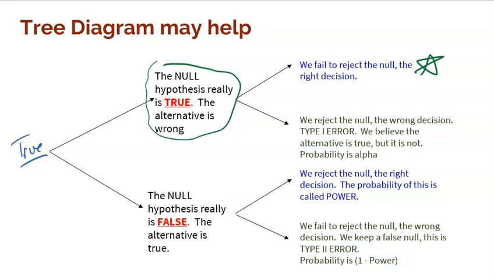But here's where we have a type 1 error. We reject the null. Now, this is the wrong decision. Remember, the null's really true, but we reject it. So we believe the alternative is true, but it's not. The null's true. This is a type 1 error. And again, I mentioned earlier that the probability of a type 1 error is alpha, which makes 1 minus alpha the probability of doing the right thing.